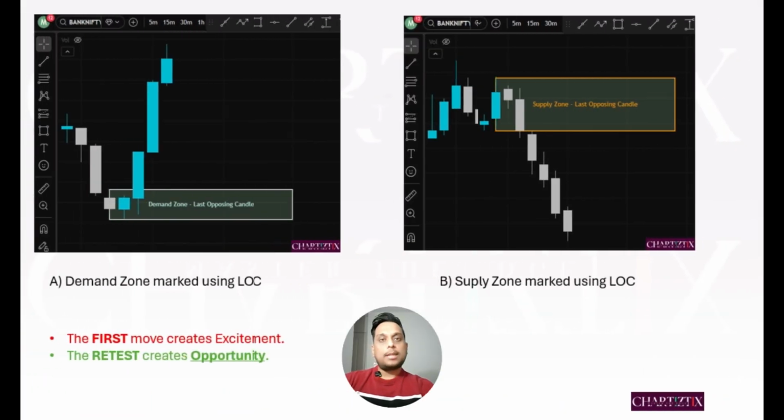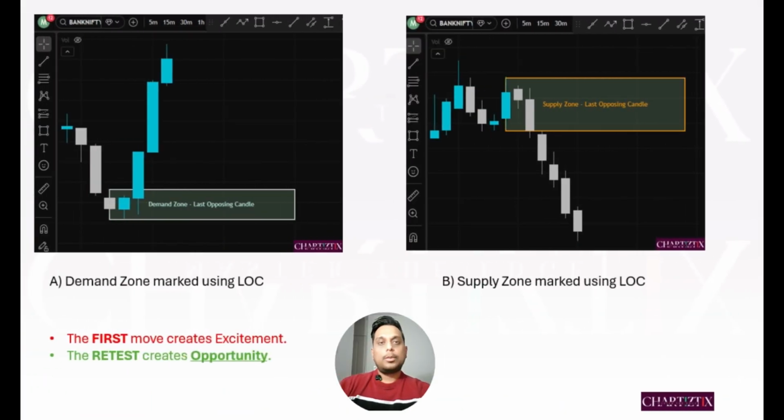So look at both the examples that I have shared here. On your left, you will see how I marked the demand zone using the last opposing candle for my long entry. And on the right side, you will see how I marked my supply zone using the last opposing candle for our short entries. Remember, we are not going to chase price after the bearish or bullish displacement. We will always wait for a retest.